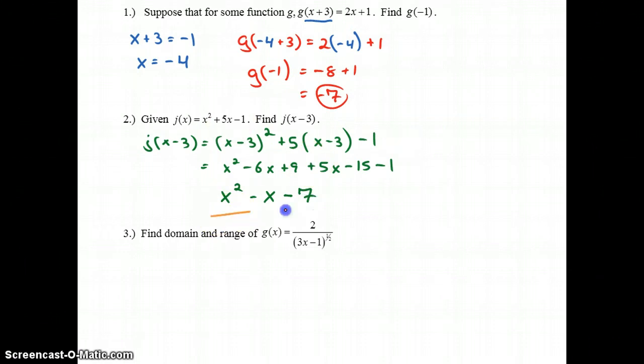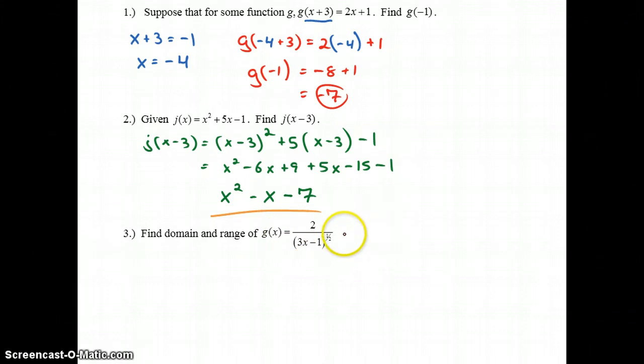This right here is your answer. X squared minus x minus 7. If I could factor that, I absolutely would, but I don't think I can. Can I? No. Okay.